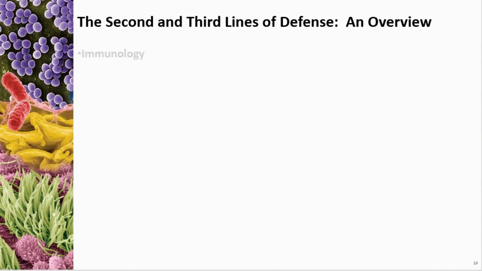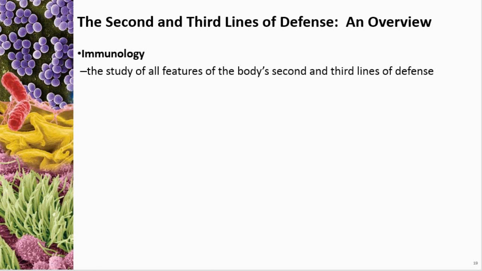All right, so let's overview the second and third lines of defense again. So there's this word called immunology, which if you break that down, obviously is the study of immunity, which would be the second and third lines of defense. We're only going to discuss the second line pretty much in this. We'll go a little bit over the third. We'll go into detail of the third line of defense in the next chapter.